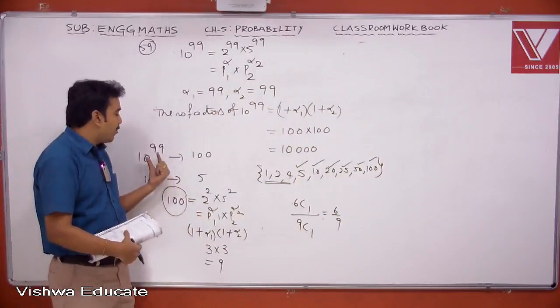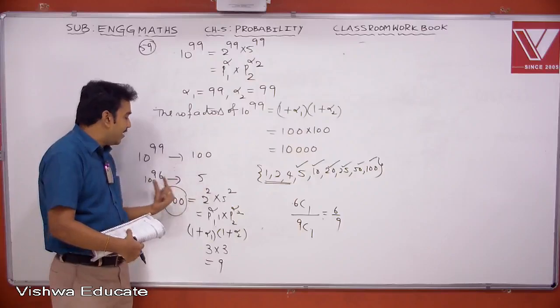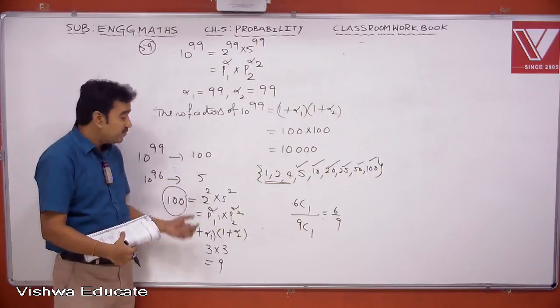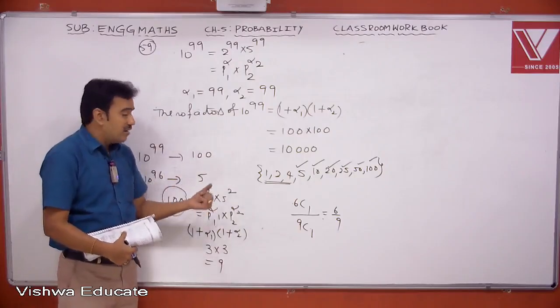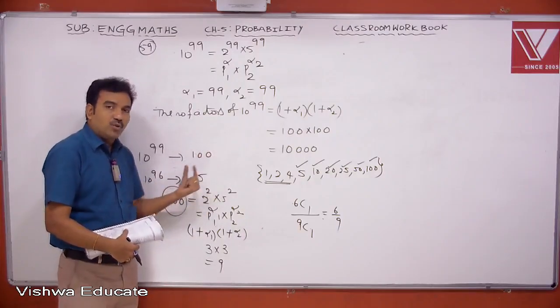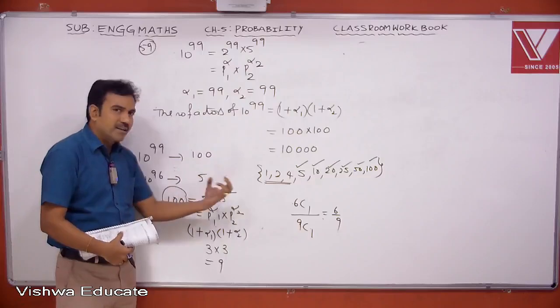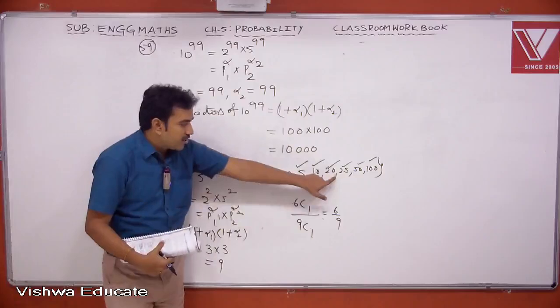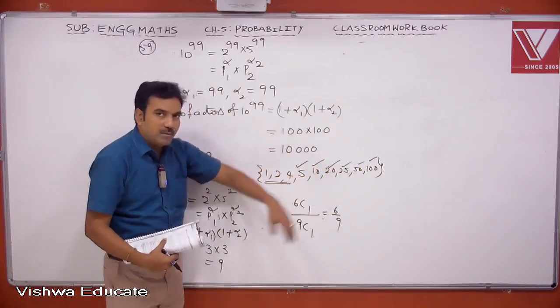That means 10 power 99 I replace with 100, and 10 power 96 is replaced with 5. But that is not our question. To get the clarification, I minimized this problem without changing the meaning of the question, so that I get some clarity. So let us see what these ticks are. These are factors of 100 which are multiples of 5.